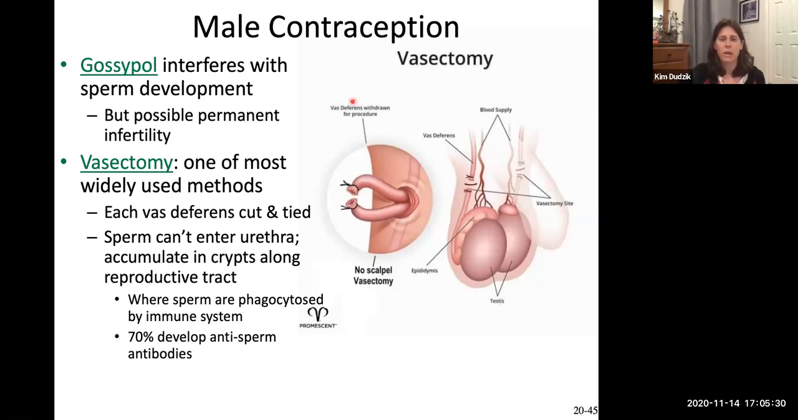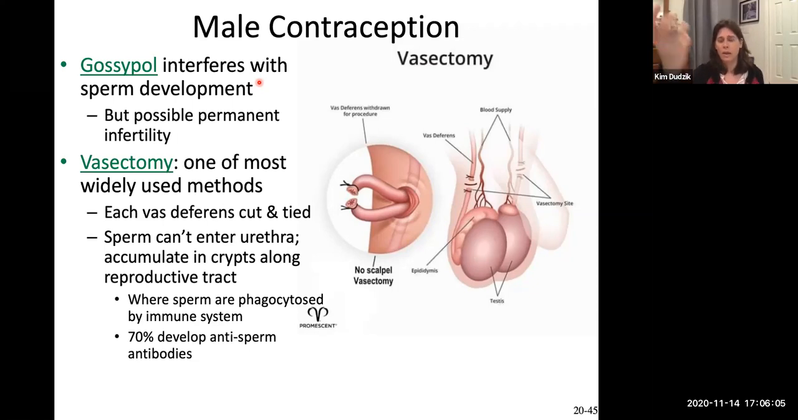There have been some attempts at trying to do an oral contraception because the cycle of hormones is much more simple in males than it is in females. But there really hasn't been anything developed that really works yet. There's something called gossypol. I'm not even sure if I'm saying that right. That comes from the cotton plant, and it actually interferes with sperm development.